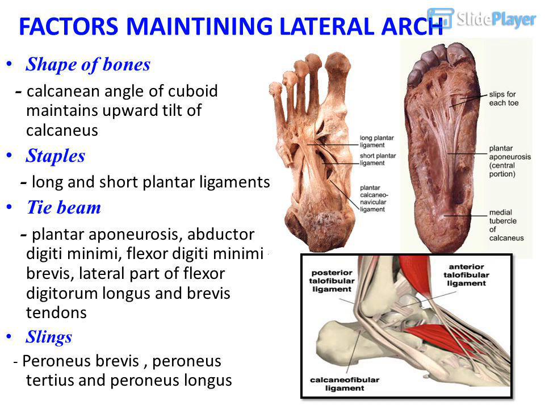Factors maintaining lateral arch. Shape of bones: calcanean angle of cuboid maintains upward tilt of calcaneus. Staples: long and short plantar ligaments. Tie beam: plantar aponeurosis, abductor digiti minimi, flexor digiti minimi brevis, lateral part of flexor digitorum longus and brevis tendons. Slings: peroneus brevis, peroneus tertius and peroneus longus.